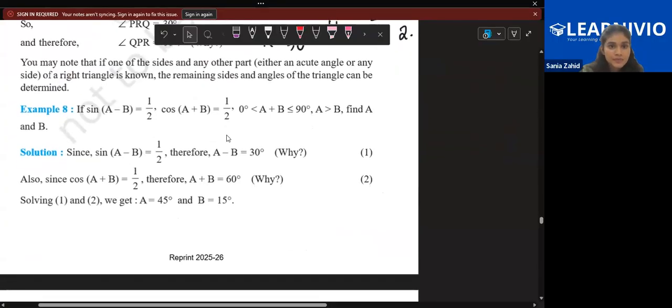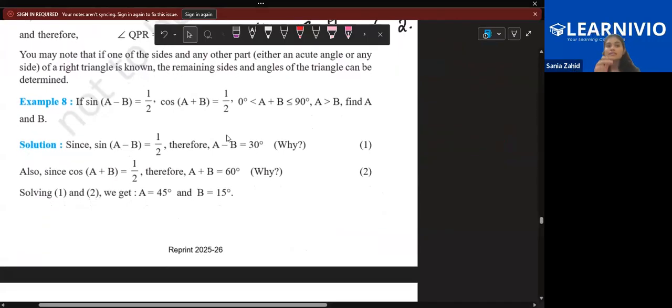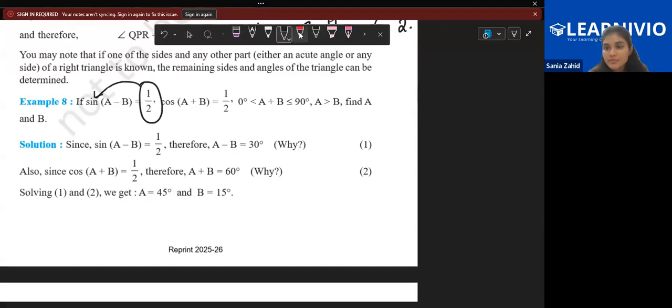Next is: sin(a minus b) is 1 by 2, cos(a plus b) is 1 by 2, and a plus b is somewhere between 0 to 90, and find a and b. Now tell me one thing. Sin(a minus b) is 1 by 2 and cos(a plus b) is also 1 by 2. So tell me, 1 by 2 was what value for sin?